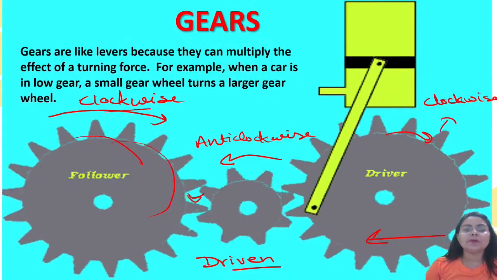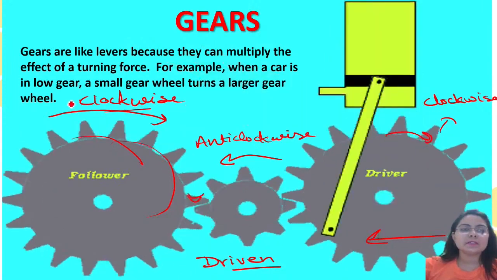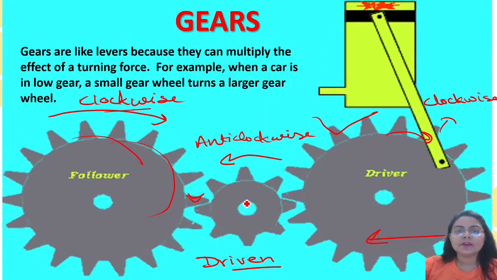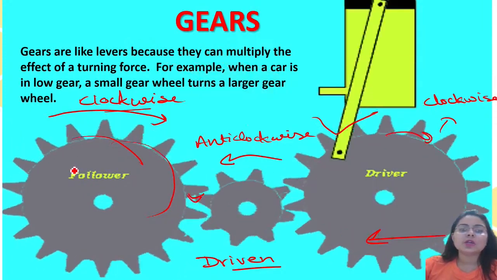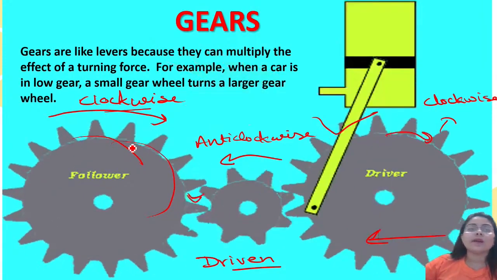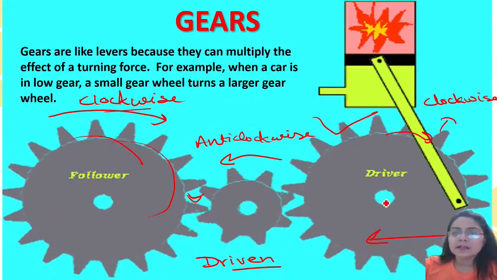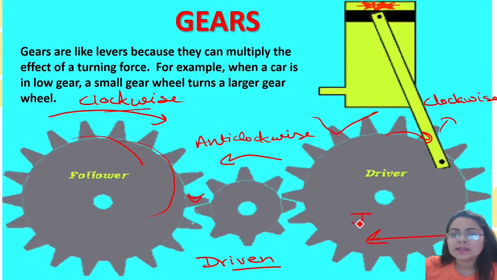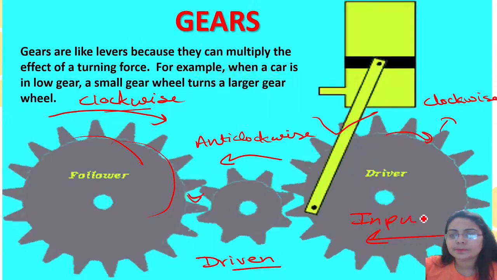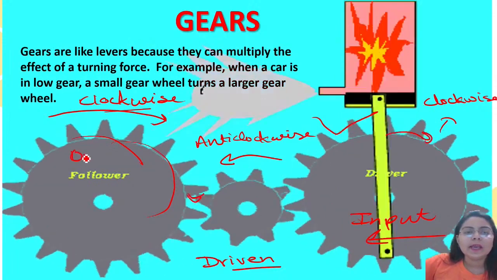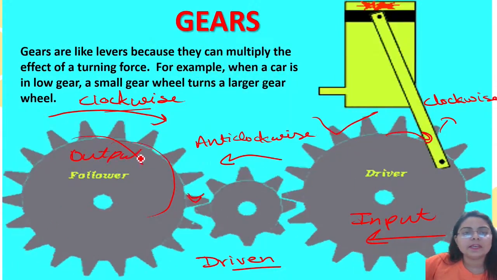This is the best example you can see: this particular one is the driver wheel and this is the driven wheel. This is also a driven wheel, also called the follower, which will give me an output. So we can say that this driver wheel is giving me an input. This is the driven one and this is giving me the output. The shaft is giving me the output.